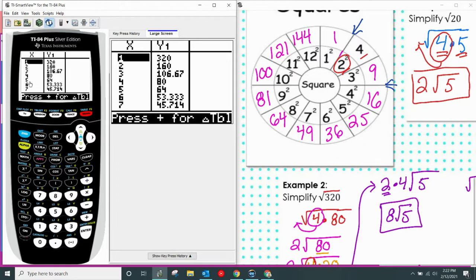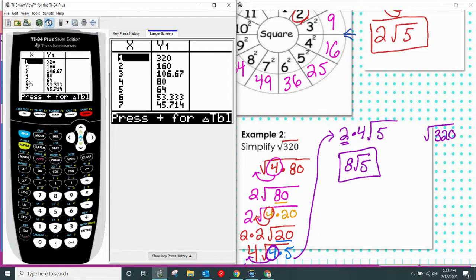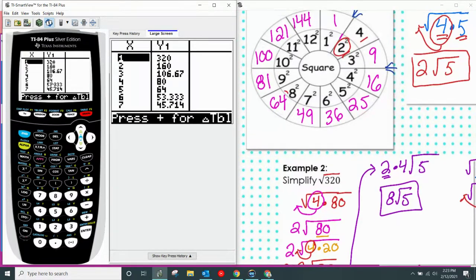So if I had started off by writing, now let me come over here. If I had written 320 as square root, so now I'm breaking it apart, 320 is the same thing as 5 times 64, because that's what my table is telling me. 5 times 64 is 320. Well, okay, then I know because 64 is on the outside of my wheel, I can go ahead and take the square root of that and bring it out. Well, the square root of 64 is what? 8.